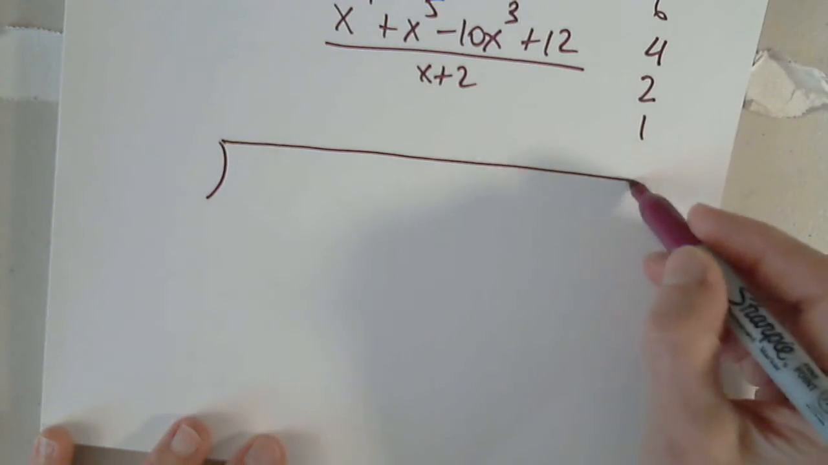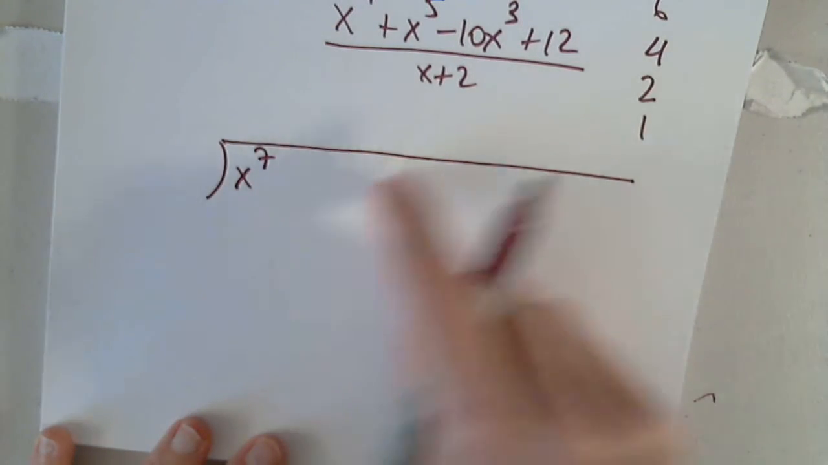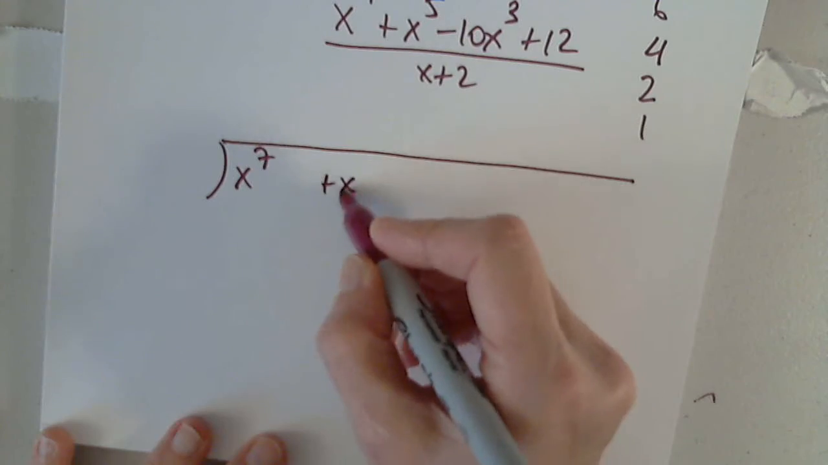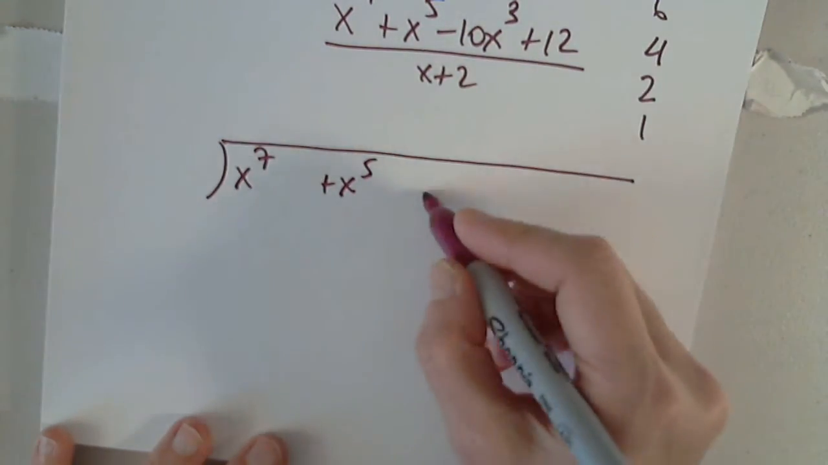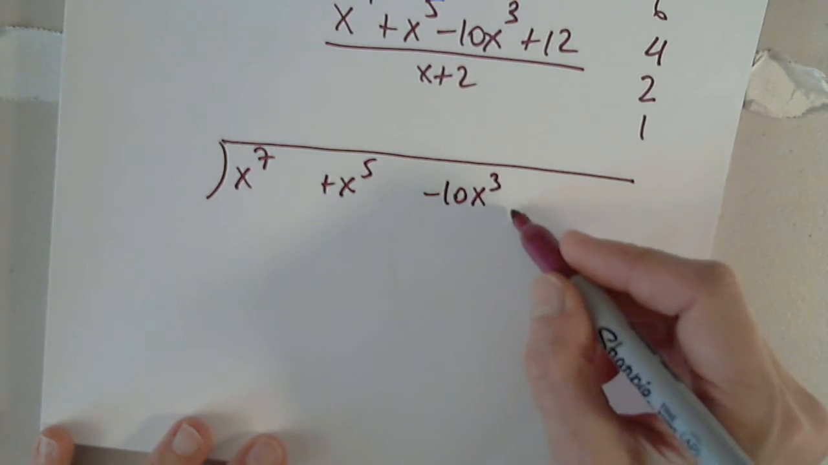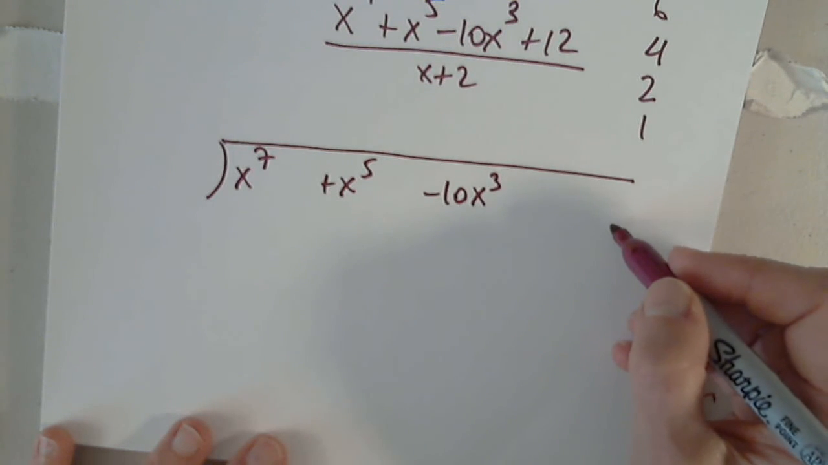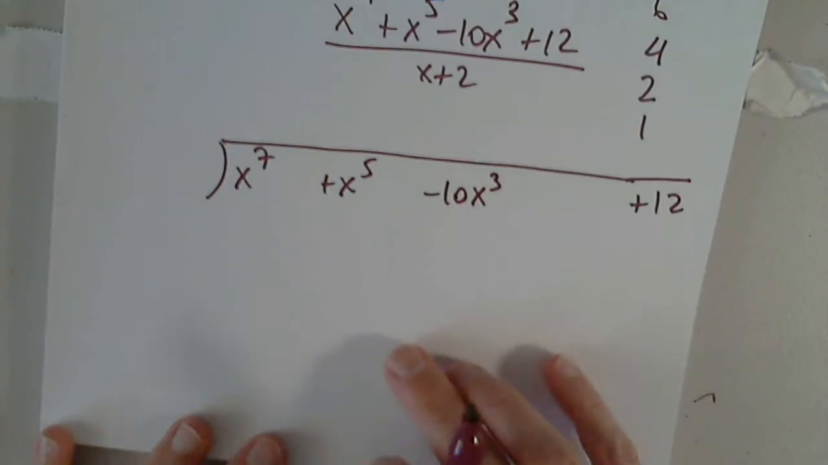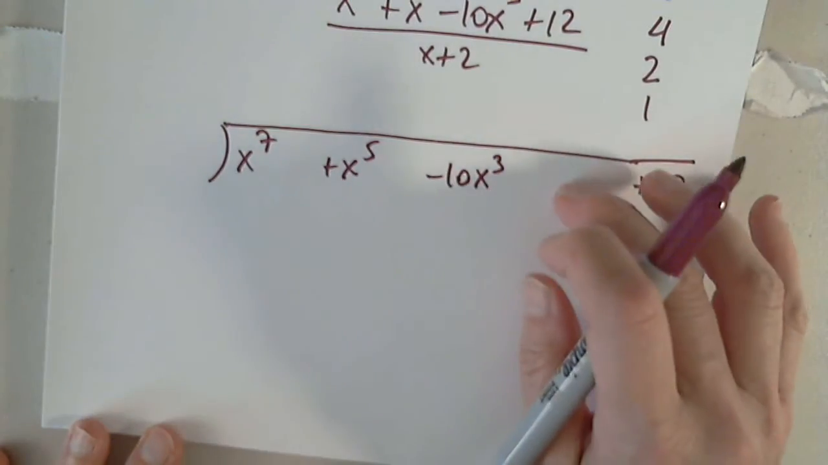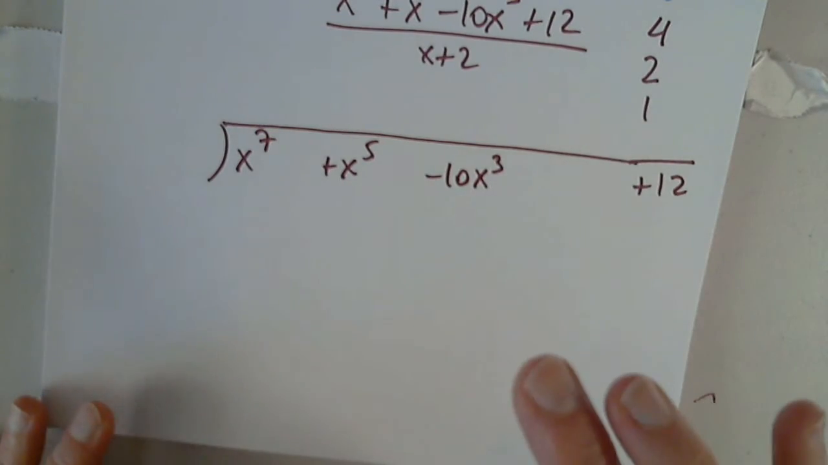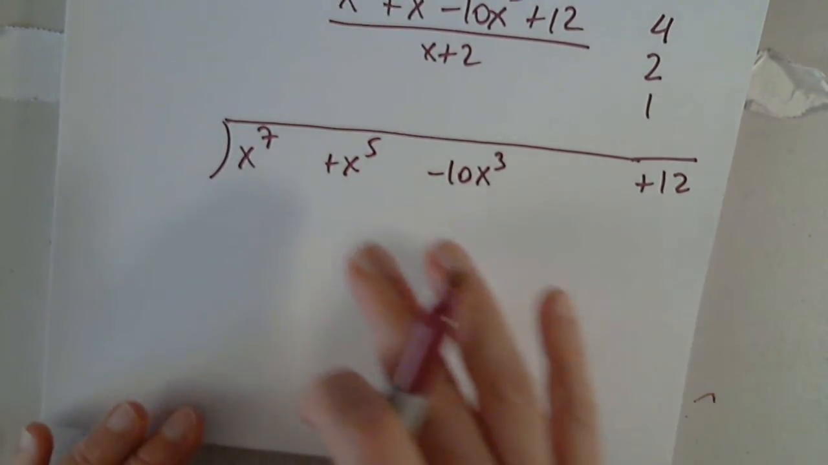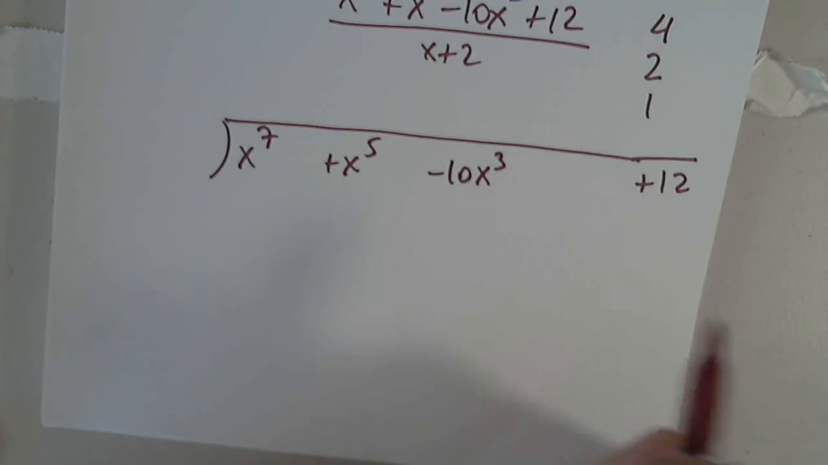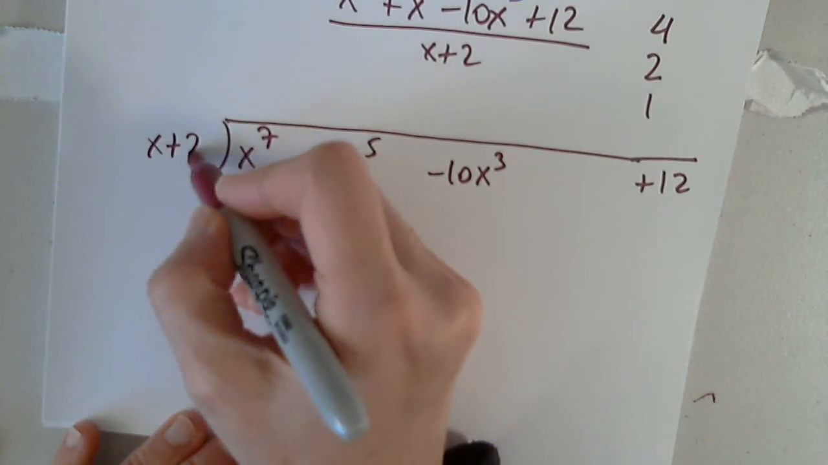So, x to the 7th, space for degree 6, plus x to the 5th, space for degree 4 that is missing, minus 10x to the 3rd, then a space for degree 2, space for degree 1, and plus 12 at the very end. These spaces may not be necessary, but I have to start by making sure that they are there. If I don't need them, I don't use them. But if they're not there, I will mess it up if I need them. Okay, so I'm dividing by x plus 2.